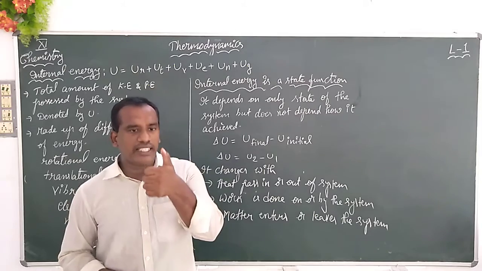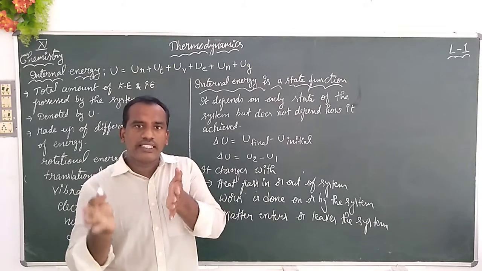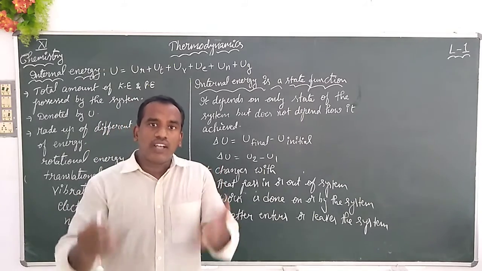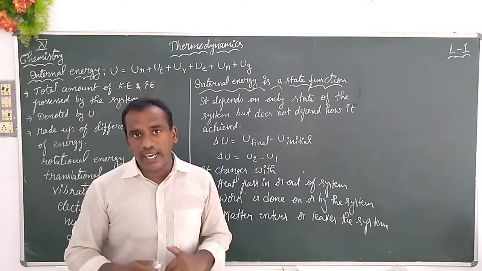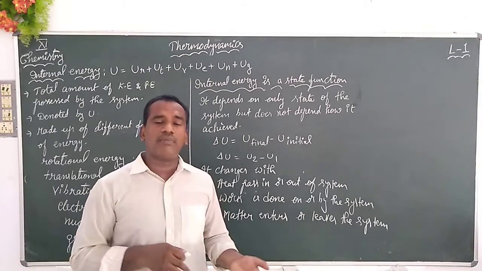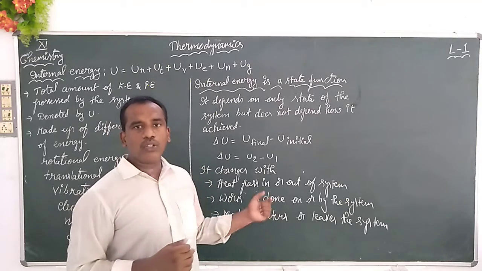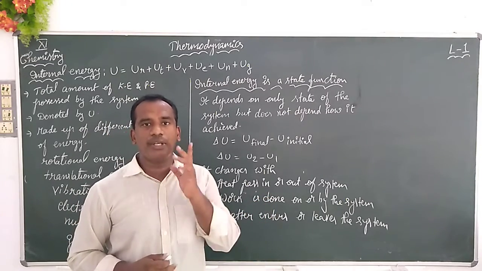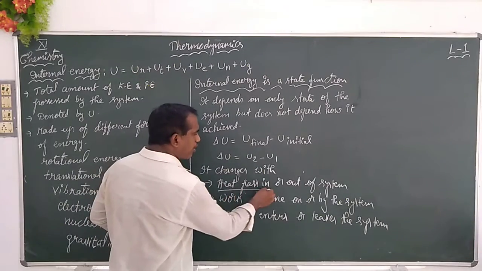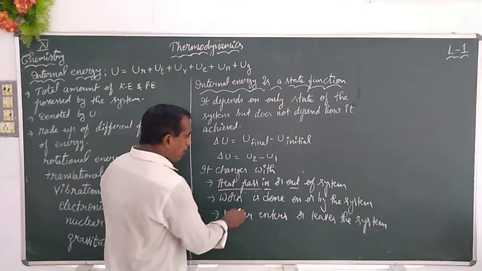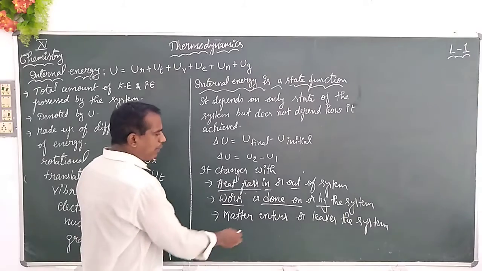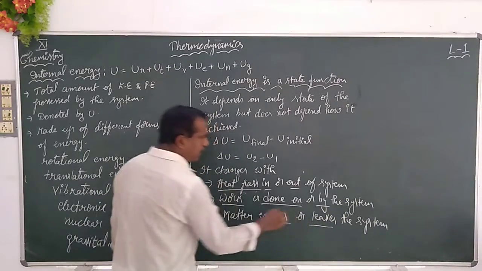If there is a heat content change, meaning heat is given into the system or heat is taken out of the system; when work is done on the system or work is done by the system; or when matter enters into the system or matter leaves the system. Based on these conditions, the internal energy changes. What are they? Heat passing in or out of the system, work done on or by the system, and matter entering or leaving the system.